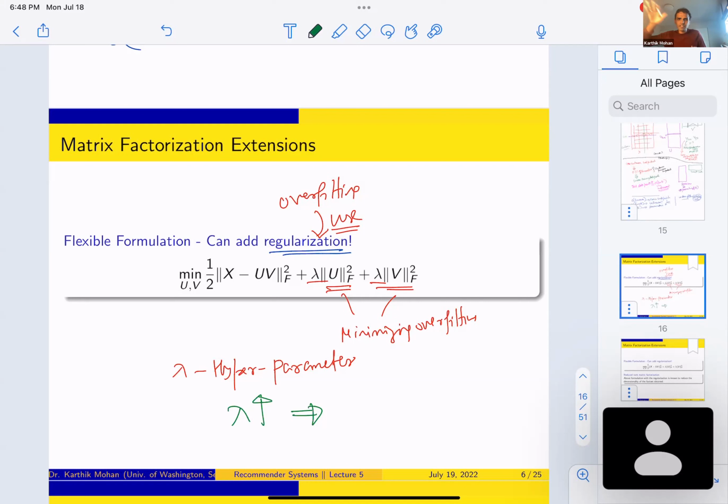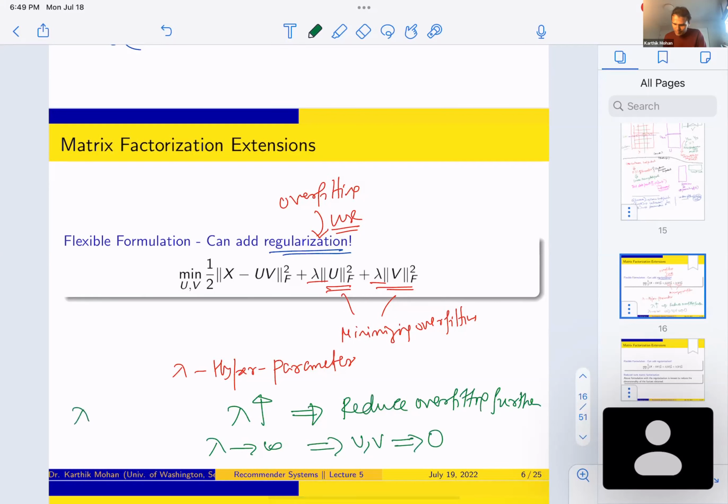So that's a way to understand that as you increase lambda. So just go to the extreme. If you set lambda to be 0, you're back to square one, which means you're having the overfitting that you had issues with before. So as lambda increases, you reduce overfitting further. So when lambda is tending to infinity, U and V enters the 0 matrix, right? And then if you set lambda equals 0, back to matrix completion.